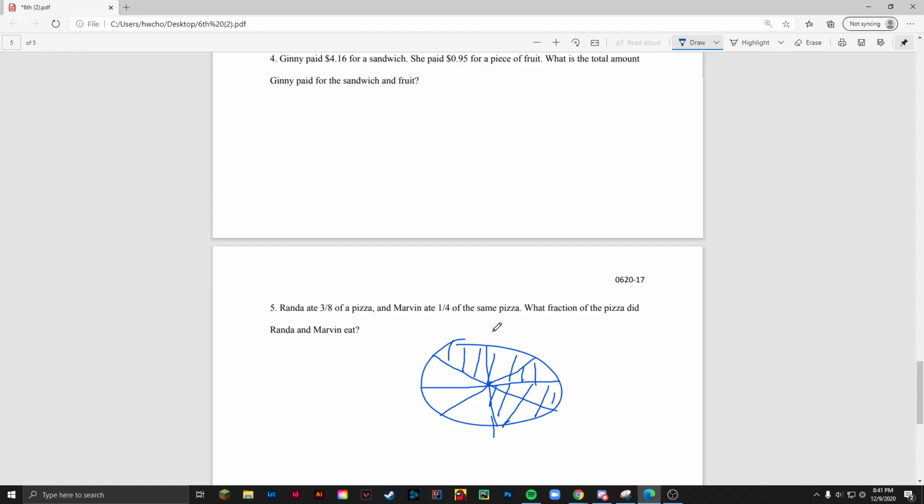What fraction of the pizza did Randy and Marvin eat? Now that we have the fractions, we can count how many. 1, 2, 3, 4, 5, 6, 7, 8. Out of 8, they ate 1, 2, 3, 4, 5. 5/8 will be your answer.